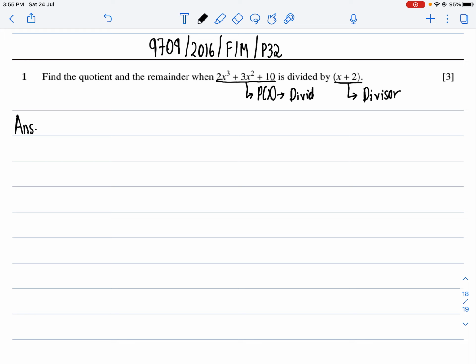Easy to identify. Okay, so I write my division sign here. I get x plus 2 here. I get 2x cubed plus 3x square plus 10. Correct? But here there's a catch.